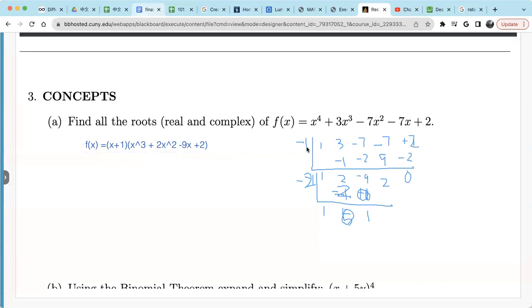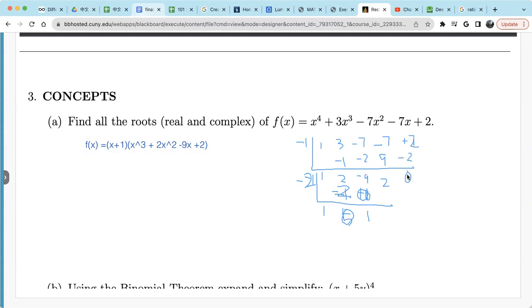So we tried -1 already. -1, -2. None of them works. So now we have to think about complex roots. Can this be factored? Let's see. No, I don't see the possibility of factoring. So -1 times 1, -1. Then plus we get 2, -1 times 2, -2. -2 plus that, -9. -9 times -1, +9. Then +2. Then -2 plus 2, 0. Yes.